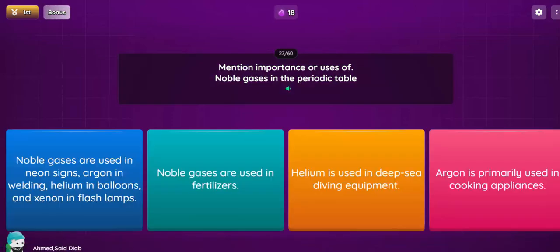Question: mention importance or uses of noble gases in the periodic table. Option 1: noble gases are used in neon signs, argon in welding, helium in balloons, and xenon in flash lamps. Option 2: noble gases are used in fertilizers. Option 3: helium is used in deep-sea diving equipment. Option 4: argon is primarily used in cooking appliances.